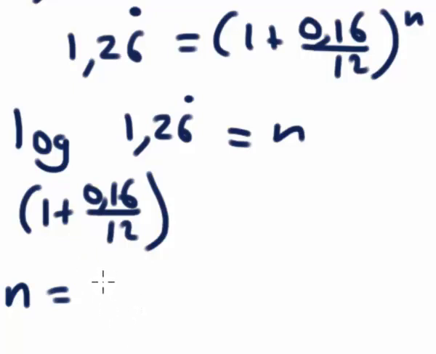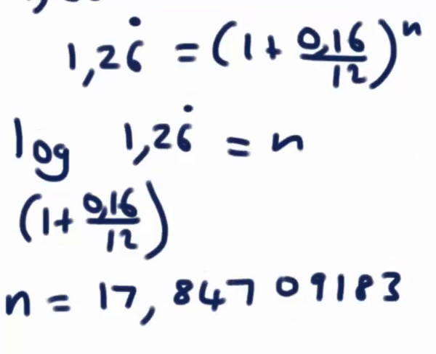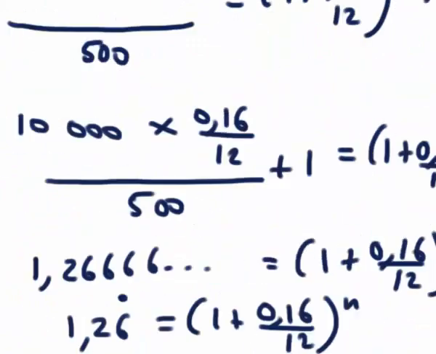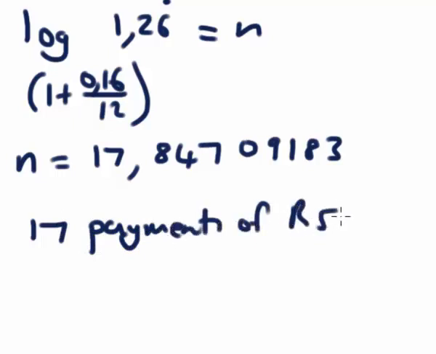You should get, if I'm right, about 17.84709183. Now to answer this question, how many payments of 500 Rand will be made? How many payments will be made? Well, what we've got is 17 payments. Okay, 17 payments of 500 Rand will be made.